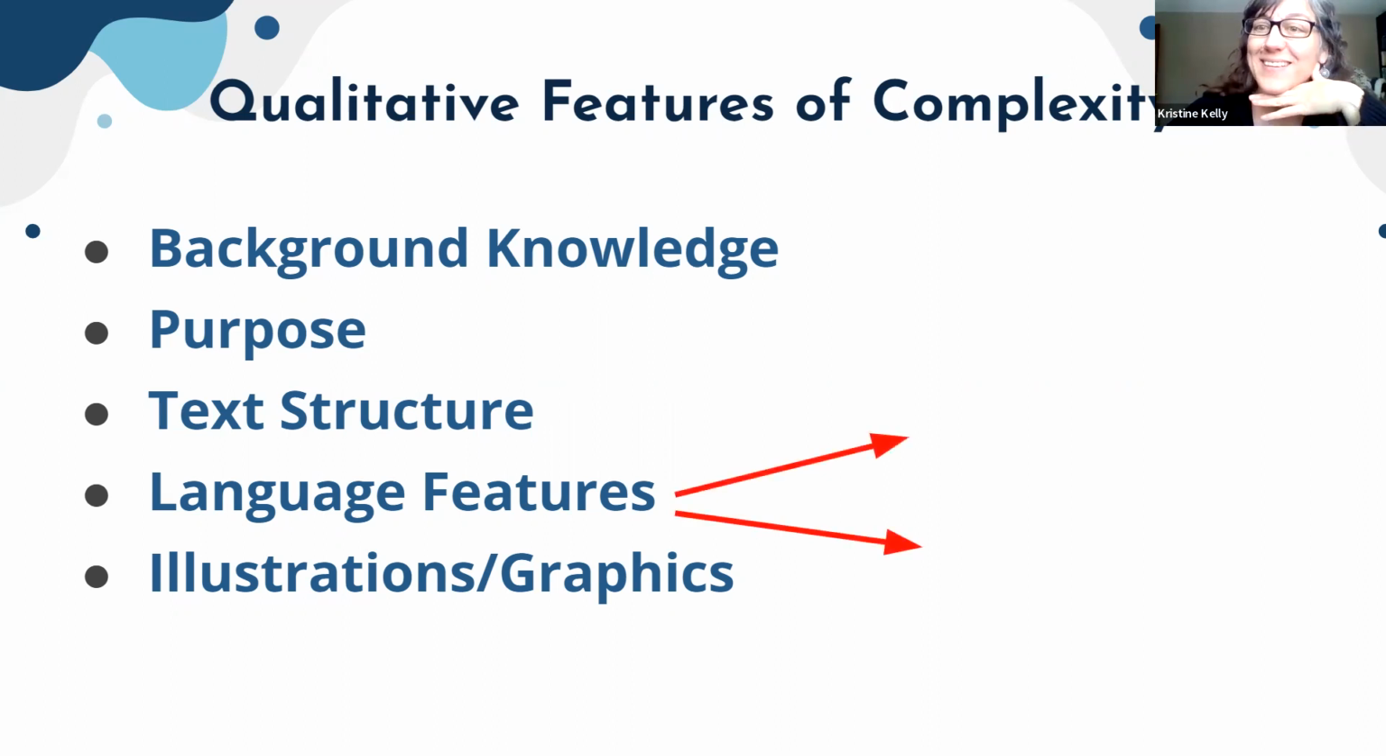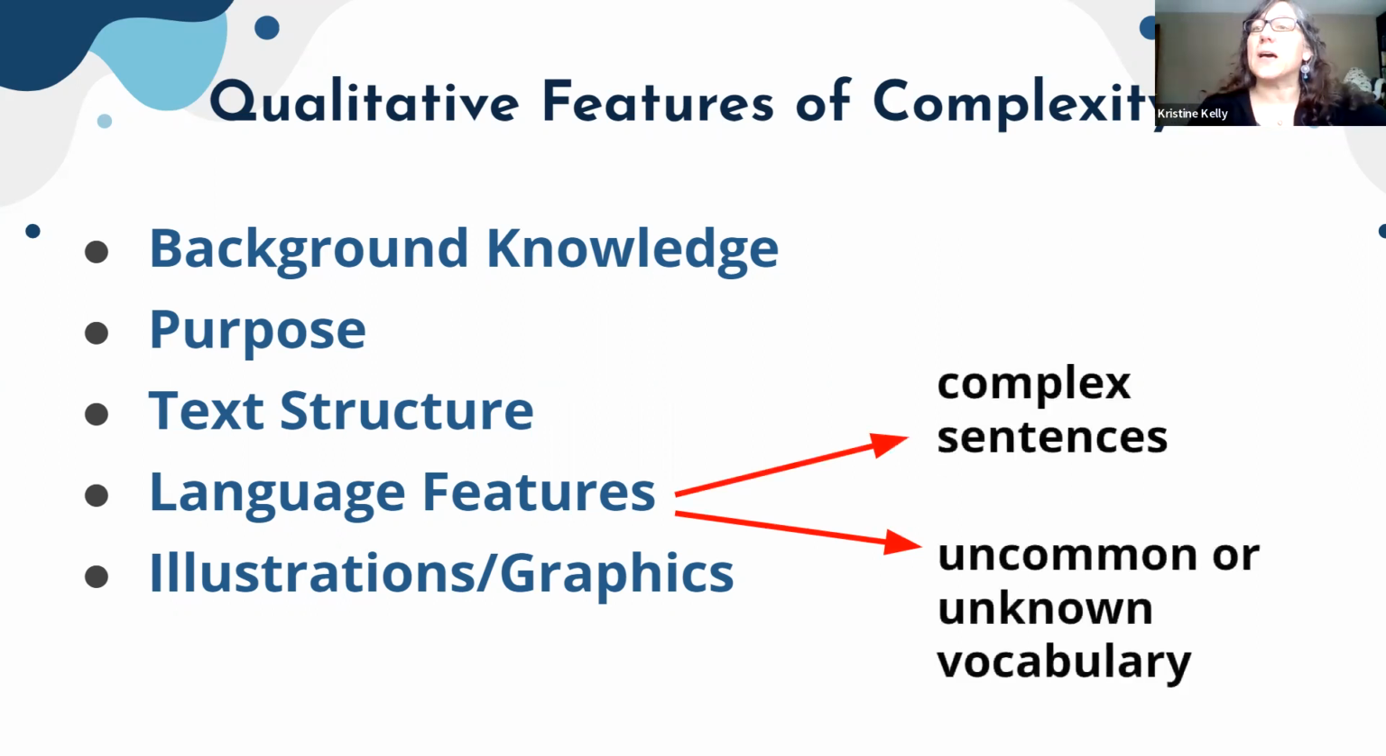Language features is the area where the majority of complexity happens, and it comes through complex sentences and unknown or uncommon vocabulary. Doesn't mean the other ones won't be complex, or even in some cases more complex in a particular text. Depends on the text, depends on your students.